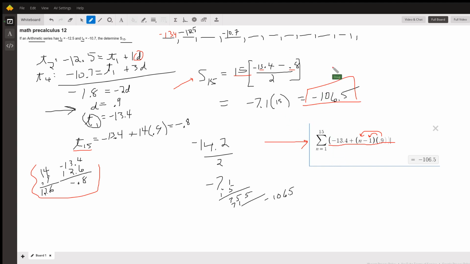So there you go. Hope that helped. By the way, I don't know if that's 15 terms, so I'll just forget that part of it. Okay, there you go. Hope that helped.